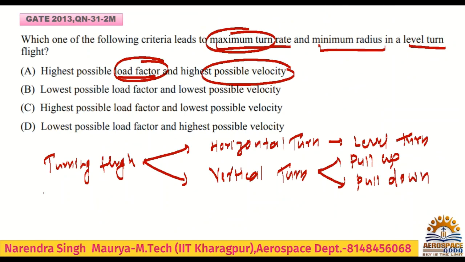Check. Minimum velocity and maximum load factor. Highest possible load factor and lowest possible velocity, yes, option C. So what is the correct answer? Answer is C. I hope you all understand.